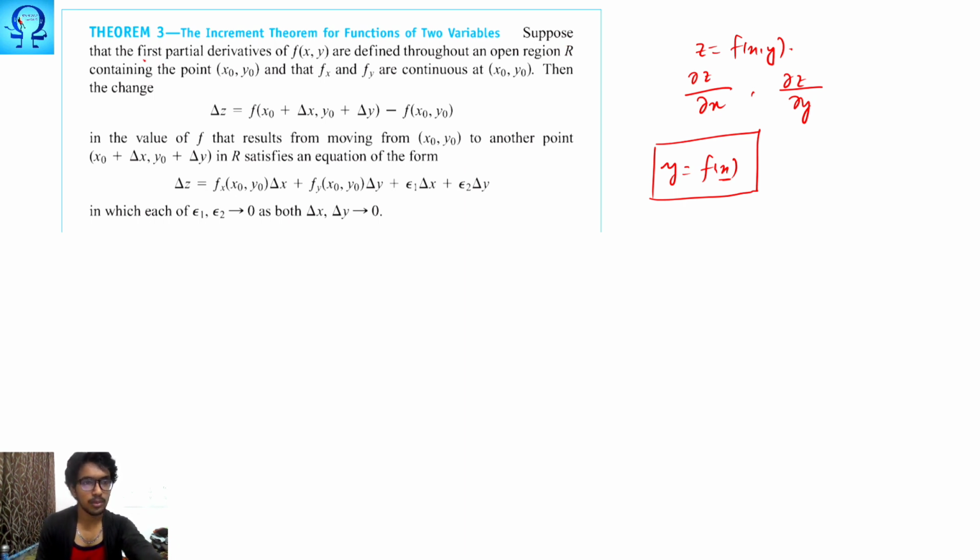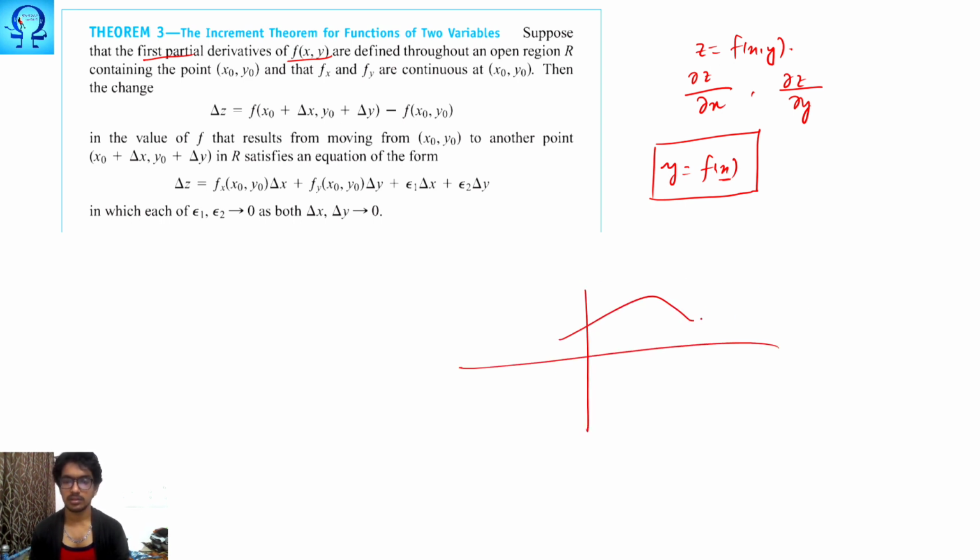Suppose the partial derivatives of this function are defined throughout an open region R. Open region means, hope you remember, all the points are interior points. Interior points means you must be able to identify some disk which is completely contained in this region. At least one disk has this property. In that sense, we can say this region is an open region.